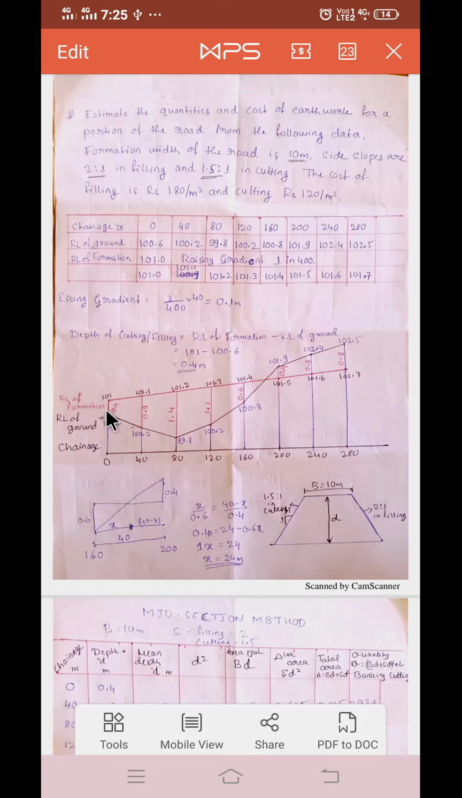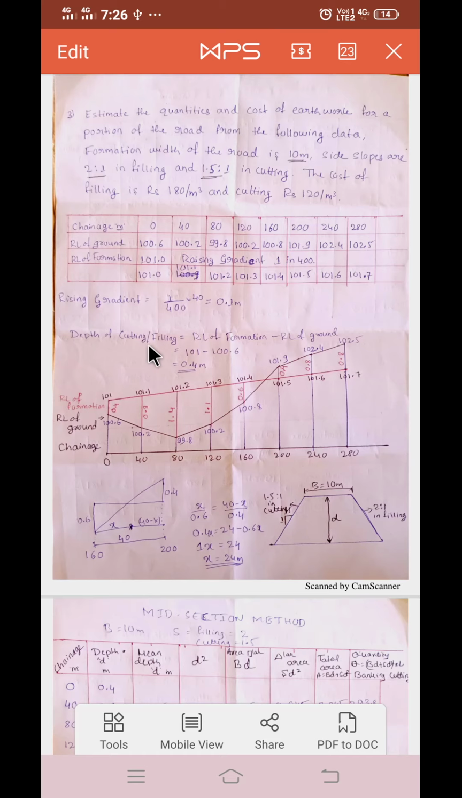And now this is your depth of filling, from this point to this entire portion. It is the RL of the banking or filling, the earthwork for filling, and this is the earthwork for cutting. Correct, this much portion we need to cut here. So find the depths here.